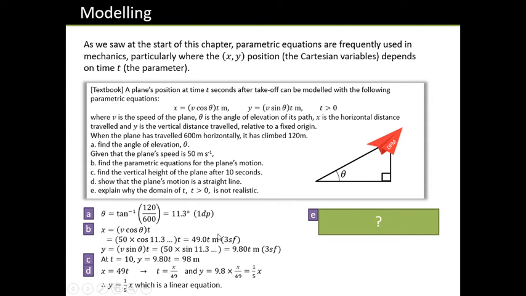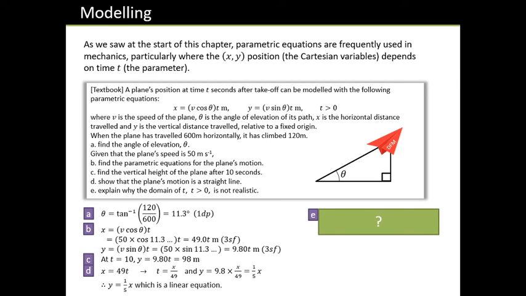And finally, a very common question at the end of all of these asks you to challenge the model, to consider any issues that there are with it. Explain why the domain of t being greater than 0 is not realistic. Well, what are the main problems here? Try and actually verbalise it as a sentence out loud, and then click play.